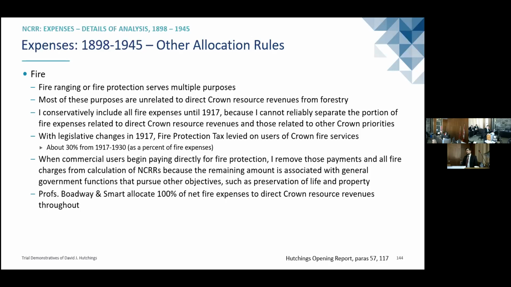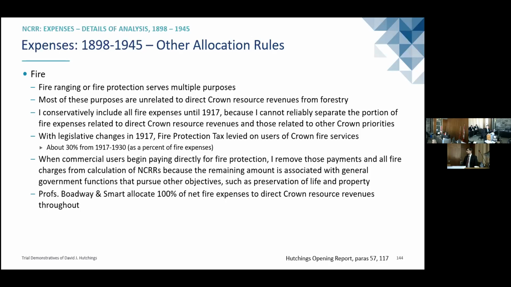So when commercial users start paying for fire protection, I remove those payments. I don't think those revenues are direct Crown resource revenues. I think they're paying for fire service, fire protection, helping contribute to the benefits they're receiving. So I don't include those as direct Crown resource revenue. And I also remove all fire charges because a portion is being offset by the commercial users. The balance I'm associating with general government functions, like the protection of our property and infrastructure, the other reasons we would have a fire ranging service separate from commercial timber operations.